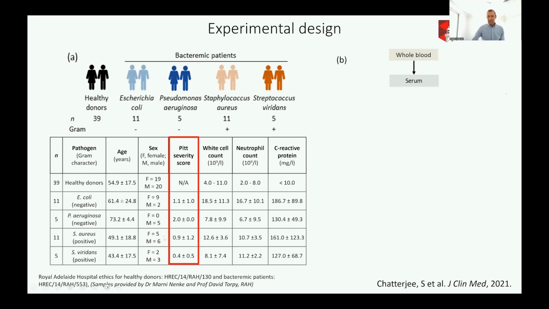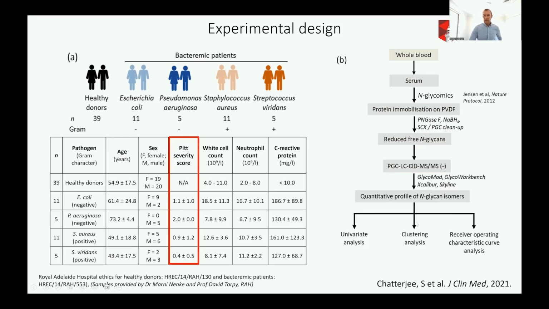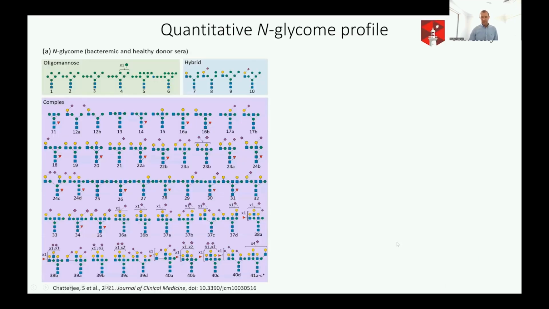We obtained blood and serum from these individuals, and then could do glycomics-based profiling of these serum samples using the method I already outlined, depositing the samples on PVDF membranes, producing the glycans after their release using PNGase F, and then profiling using PGC-LC-MS in negative polarity mode. Getting a quantitative picture of the glycan isomers and their structures, from which we could use more advanced statistics.